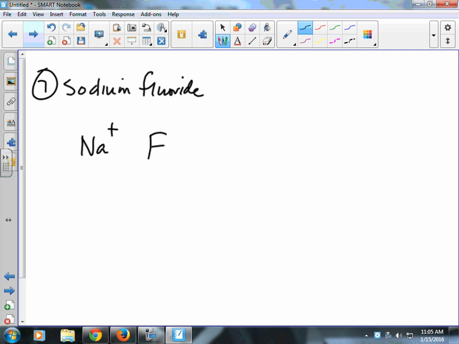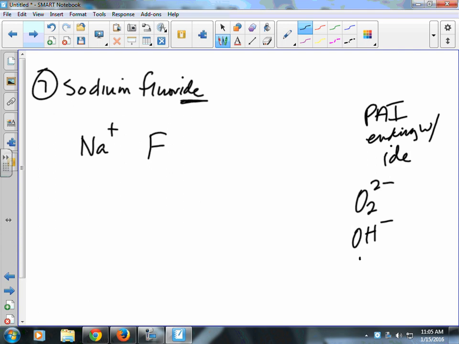Fluoride, IDE. Everyone look on page 226 for a second. IDE should tip you off that it's on the periodic table, but there are 3 exceptions. On page 226, there are 3 polyatomic ions ending with IDE, and they are peroxide, hydroxide, and cyanide. So other than these 3, if you see IDE, it's on the periodic table.